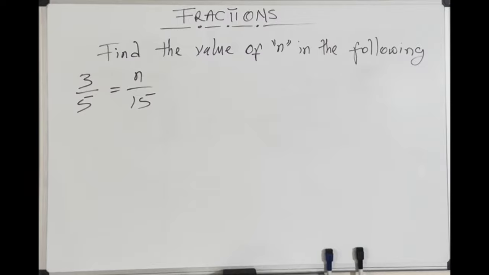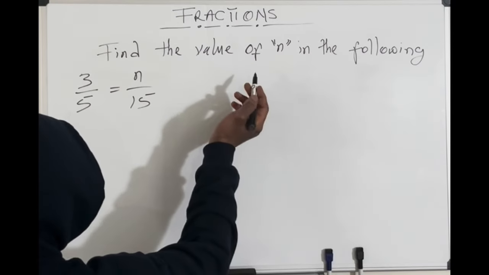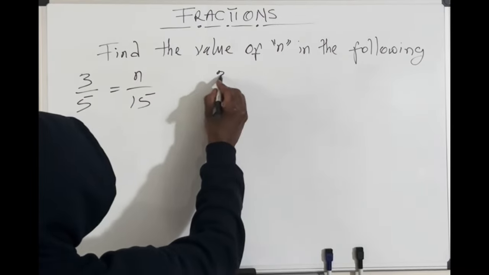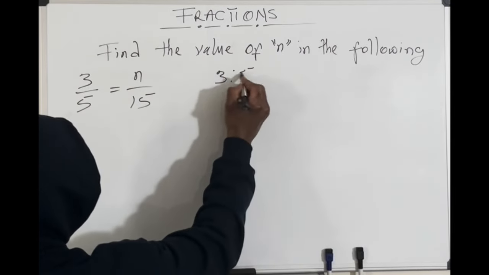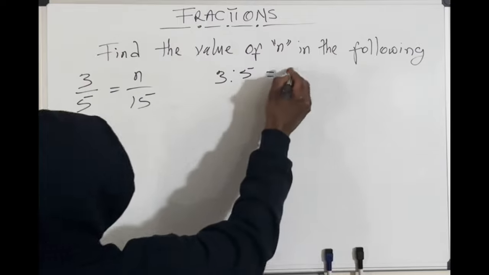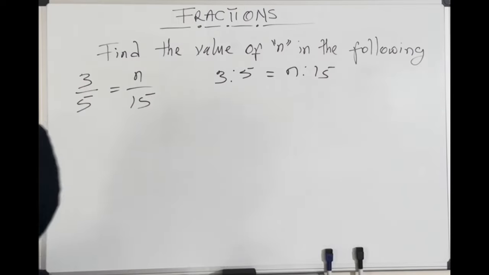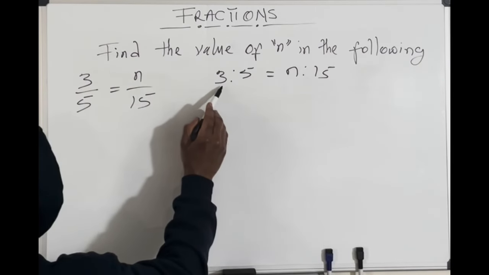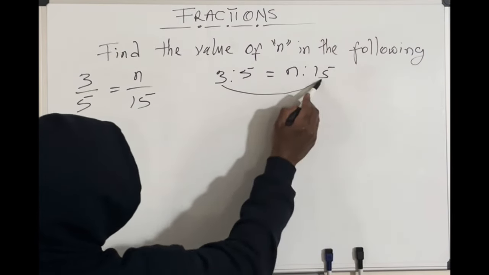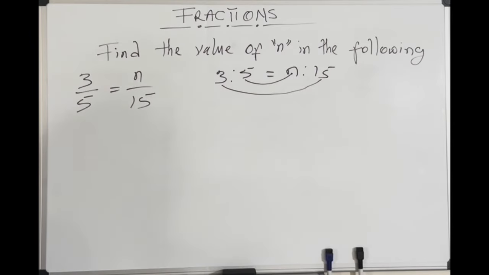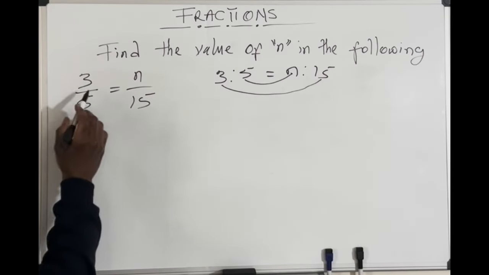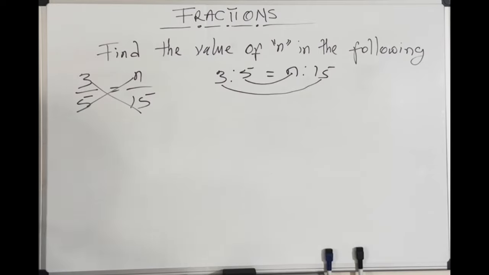We have the second question: 3 over 5 is equal to n over 15. Just like the first question, you could be given a question the same way as this: 3 is to 5 is equal to n is to 15. Again, the first number goes to the last, and the second number to the closest number or letter.